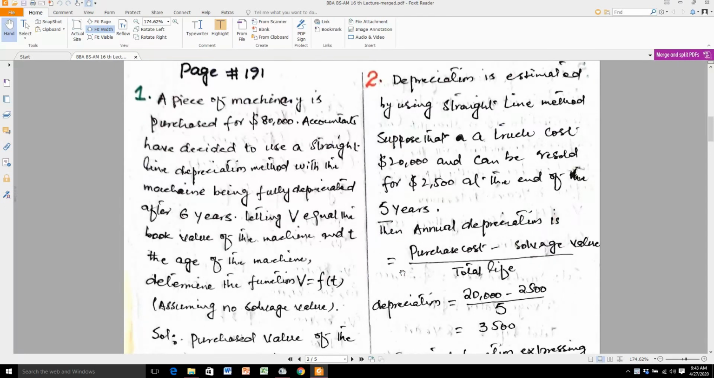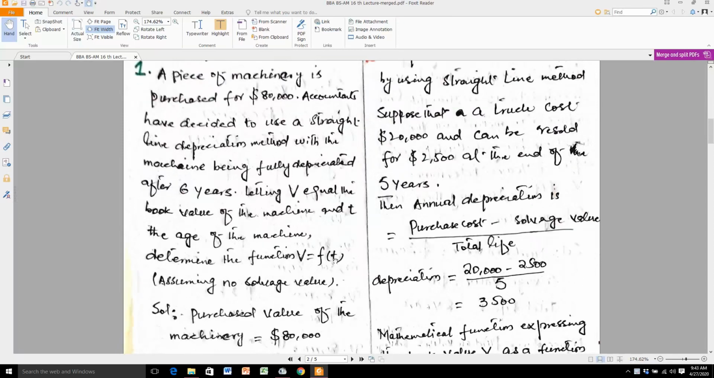191. Question number 1 is: a piece of machinery is purchased for $80,000. Accountants have decided to use a straight line depreciation method, with the machine being fully depreciated after 6 years. Letting V equal the book value of the machine and t the age of the machine. Here you see that in the statement, a piece of machinery is purchased for $80,000 and accountants have decided to use a straight line depreciation method.